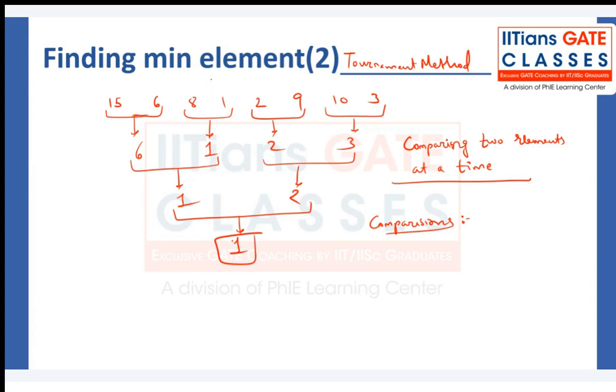So count it. If you're not sure, count it. So we have n elements, and how many comparisons have we done? 1, 2, 3, 4, 5, 6, and 7. So we have 8 elements, and we did 7 comparisons.